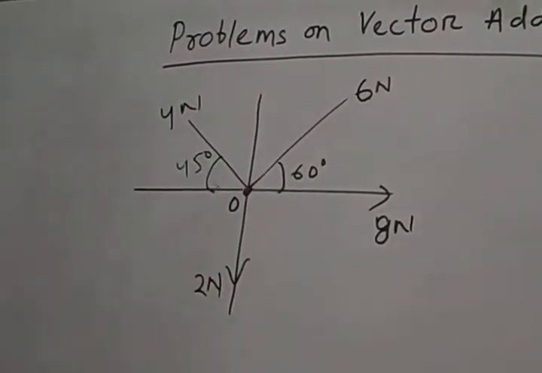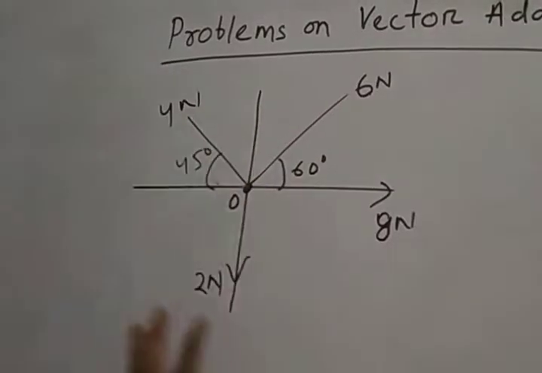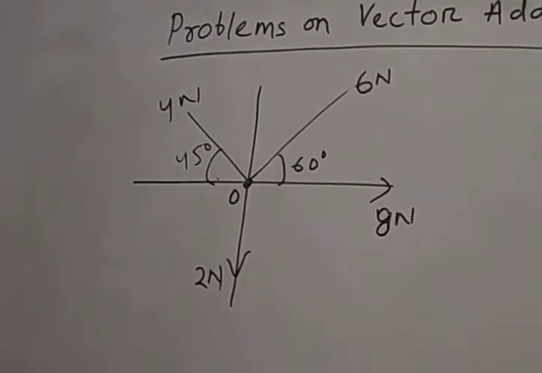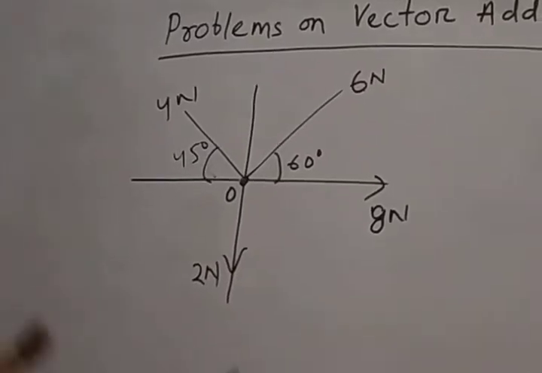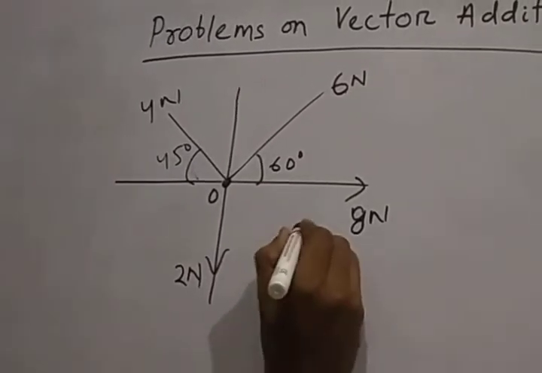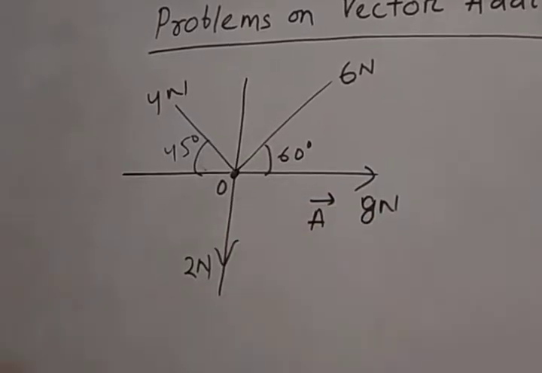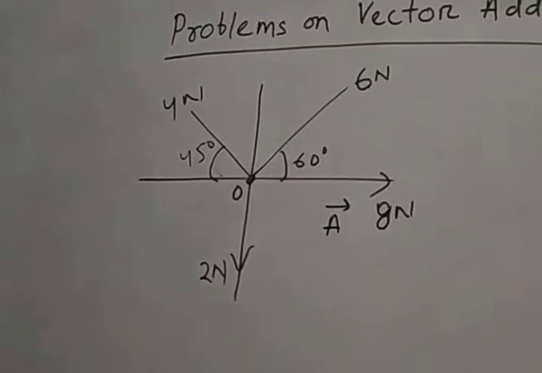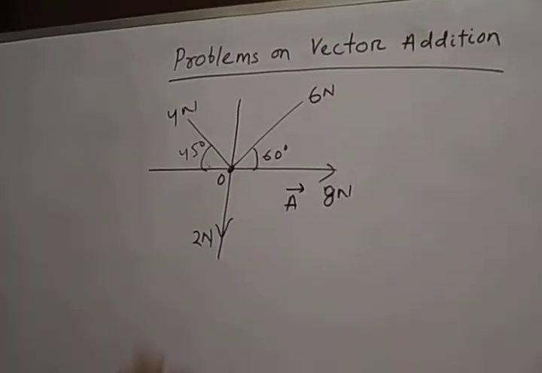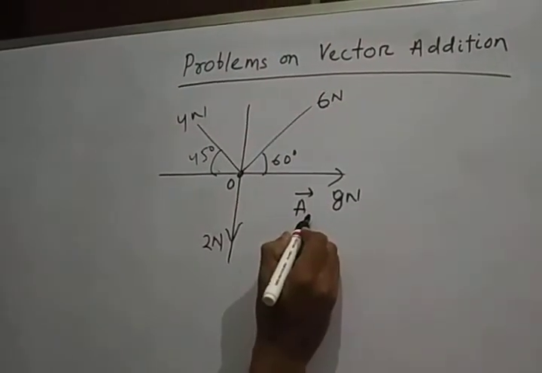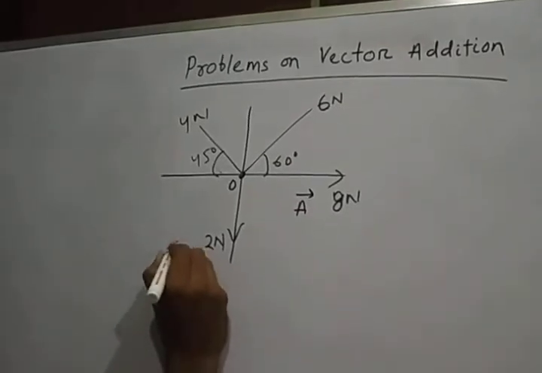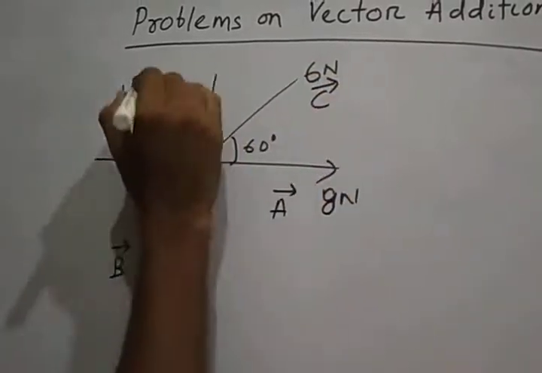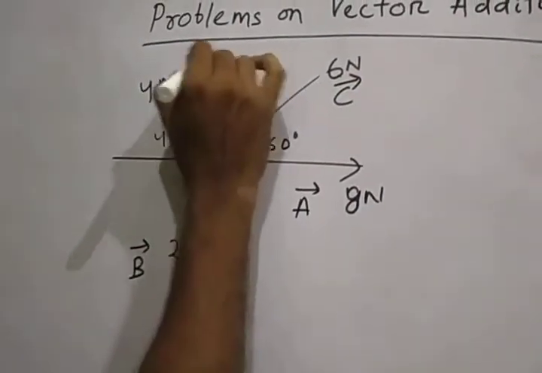Now in the first step, I have to find in which direction the various forces are acting. In my second step, I have to name them. Let us assign each force a vector, because force is a vector quantity, as I discussed in my previous video. So the 8 Newton force is assigned vector a, the 2 Newton force is assigned vector b. Now let's say this 6 Newton is vector c and this 4 Newton is vector d.